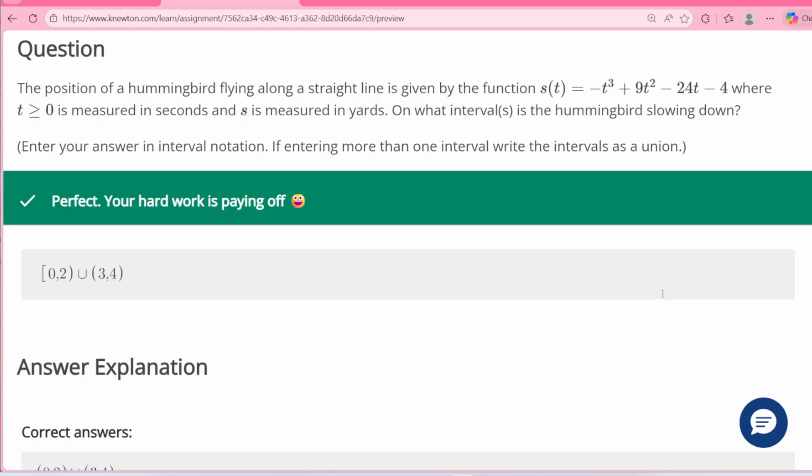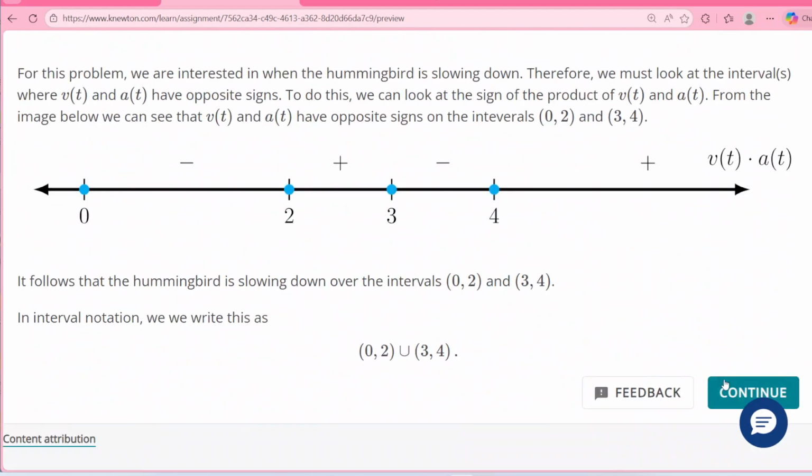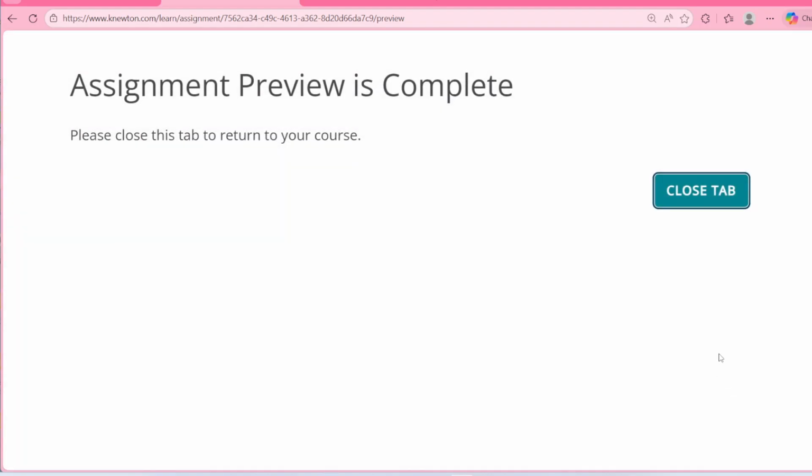All right. And don't forget to read through your answer explanations. I think that should be it. Yeah. All right, great. So, again, this is a preview of this assignment. Hopefully, watching me go through these here will help you in some way when you work on them on your own. And thank you very much for watching.